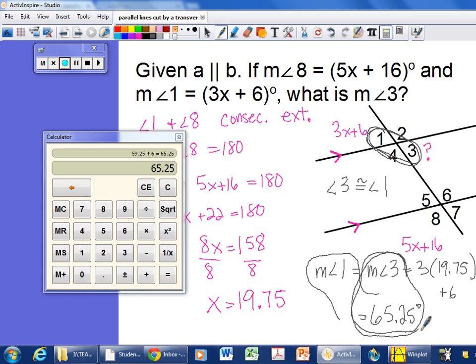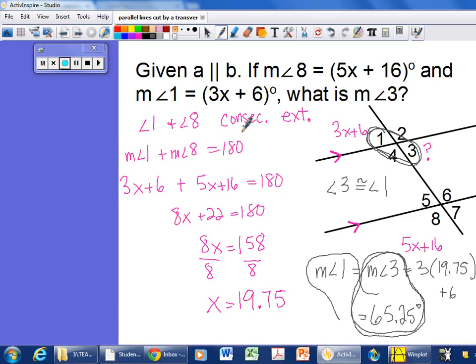There we go. Okay, so we first identify the angles. What type of angles are they? We figure out what their relationship is. Are they equal or do they add up to 180? And then we solve some algebra, or we create and solve some algebra so that we get x, and then plug it back in to figure out what our answers are.